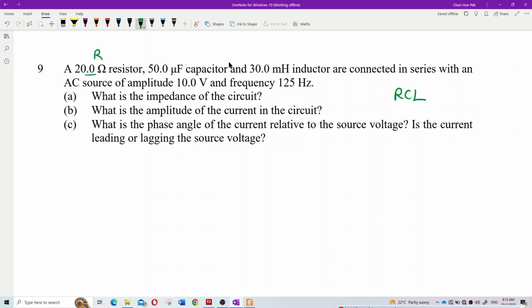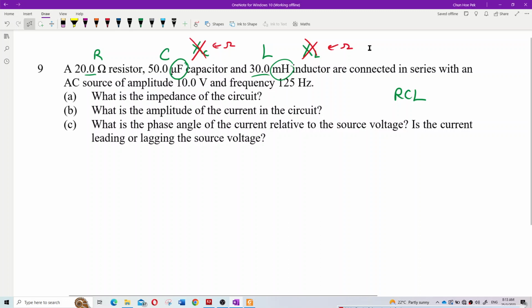This one is in microfarad, so it's capacitance, not XC, because XC is in ohm. Same thing goes for this millihenry. This one is inductance, the unit for inductance, not XL, because XL is also in unit ohm. So this is C and L.